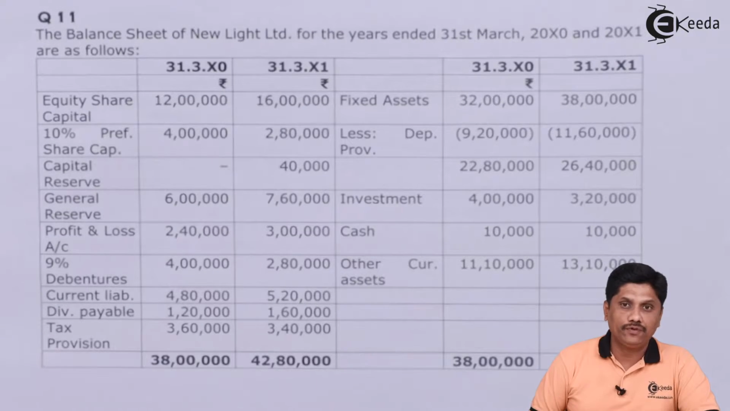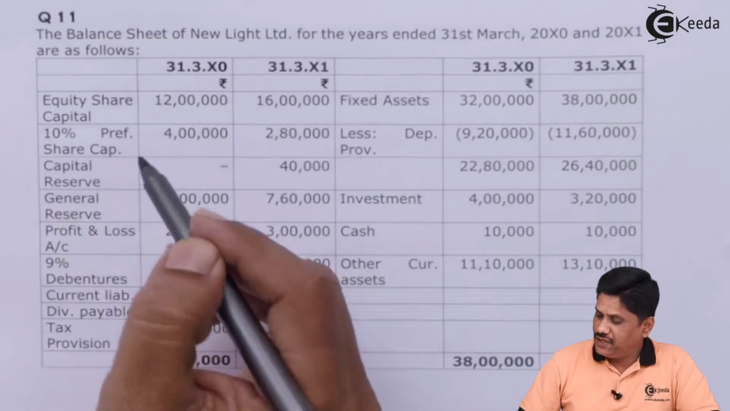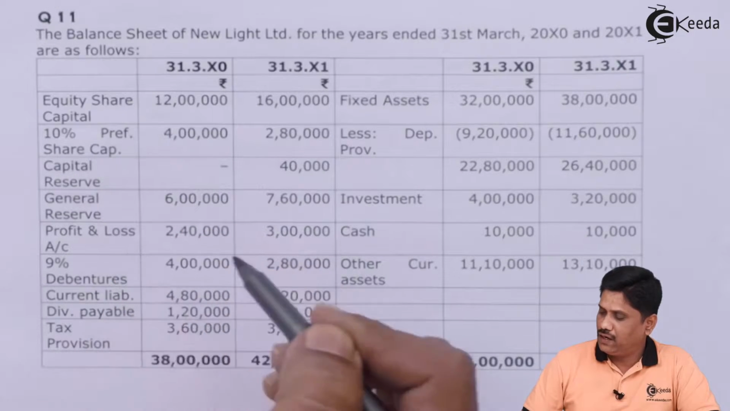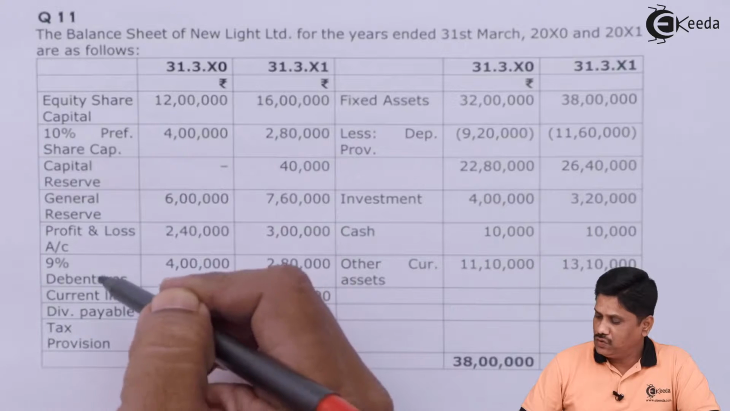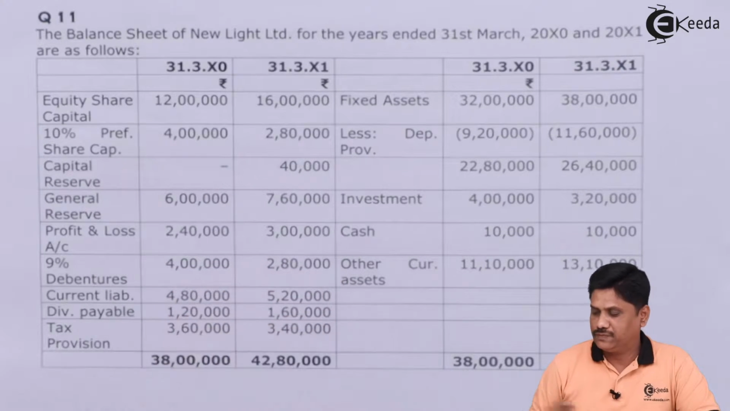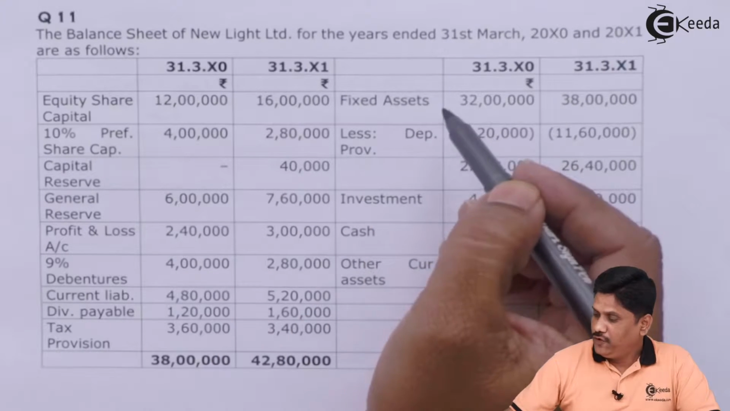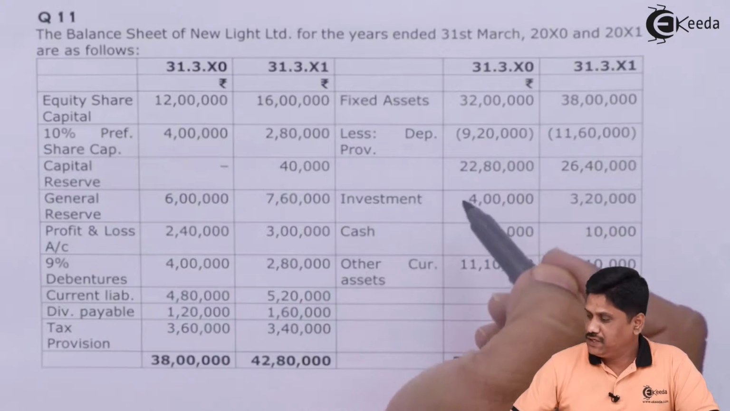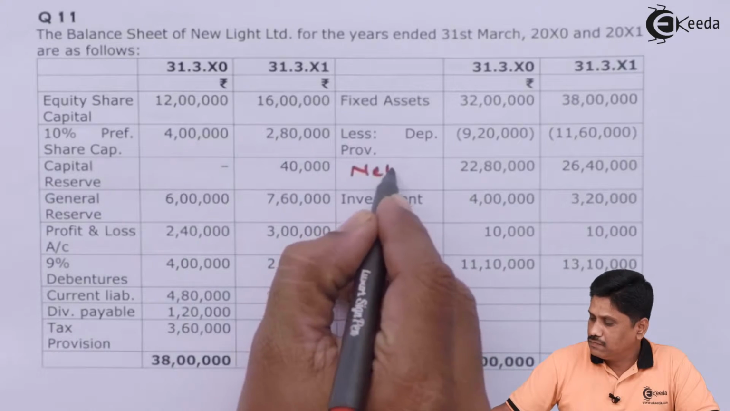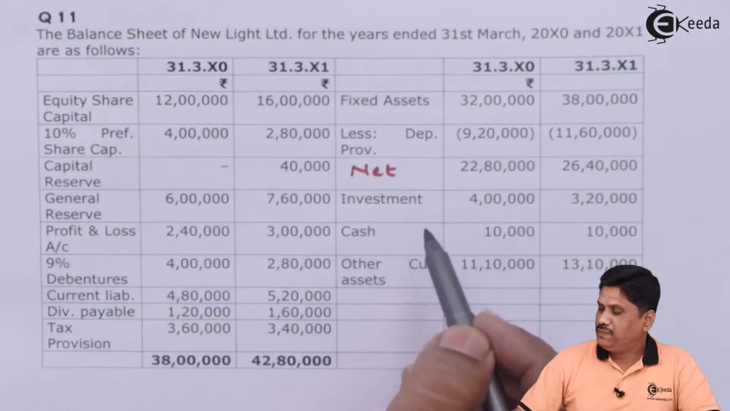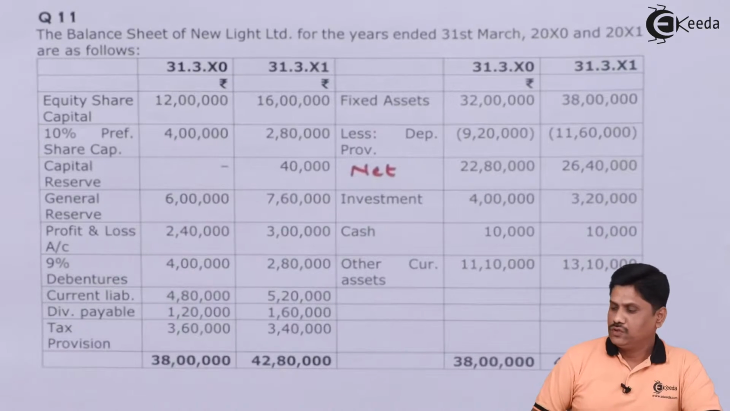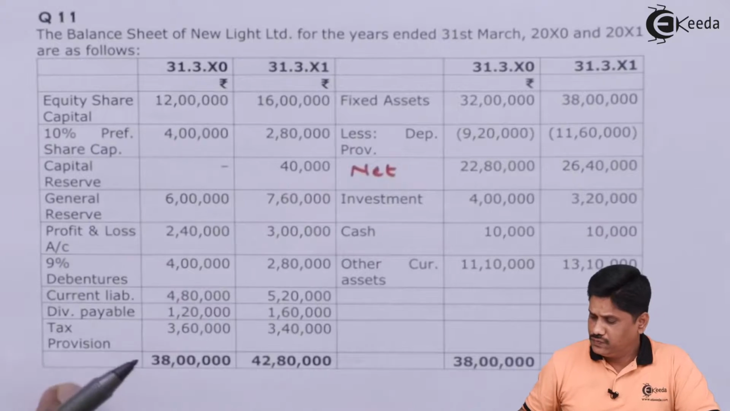So two balance sheets are given to you. Equity share capital, preference share capital, capital reserve, general reserve, P&L account is your starting point as you know, 9% debentures, current liabilities, dividend payable, tax provision. Fixed asset less provision for depreciation, this amount is your net amount. Investments, cash and other current assets they have given you. So a simple balance sheet is provided to you.